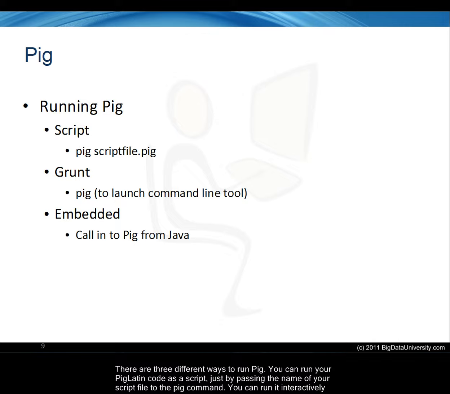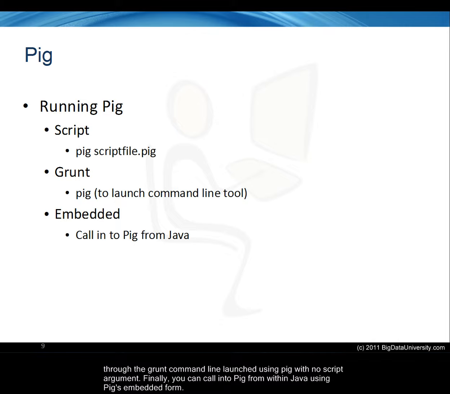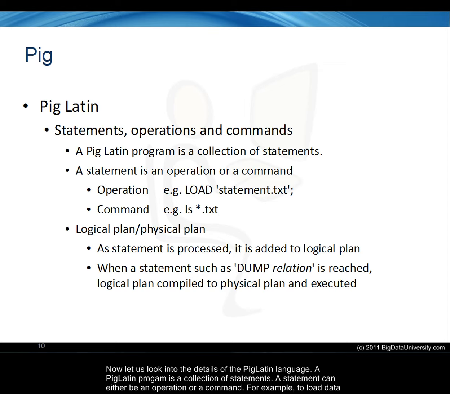You can run your Pig Latin code as a script, just by passing the name of your script file to the Pig command. You can run it interactively through the grunt command line launched using Pig with no script argument. Finally, you can call into Pig from within Java using Pig's embedded form. Now let us look into the details of the Pig Latin language.